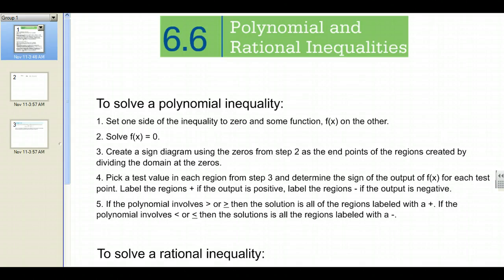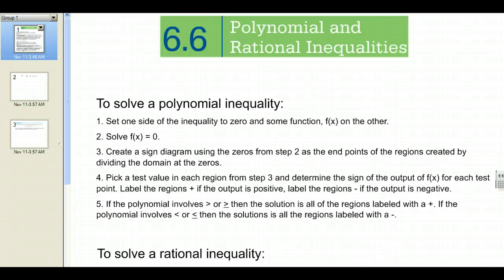For a polynomial inequality, you want to take whatever you're given and get everything to one side and 0 on the other. Whatever's on the side opposite the 0, we'll call that f of x. Then even though it's an inequality, you're going to treat it as if it's equal to 0. That's step 2. Solve that using the techniques that we've talked about in the last couple sections.